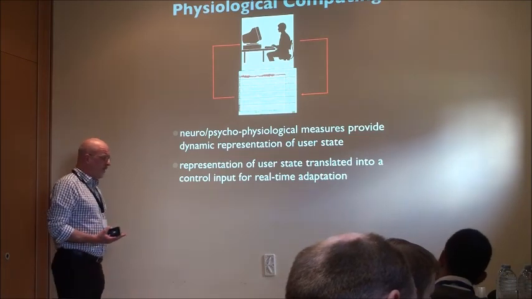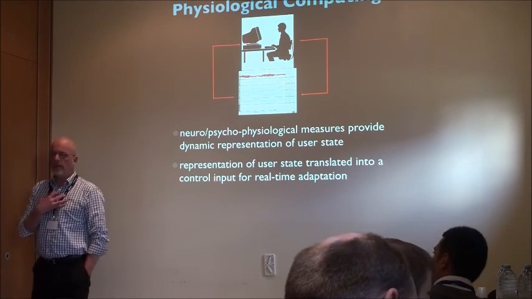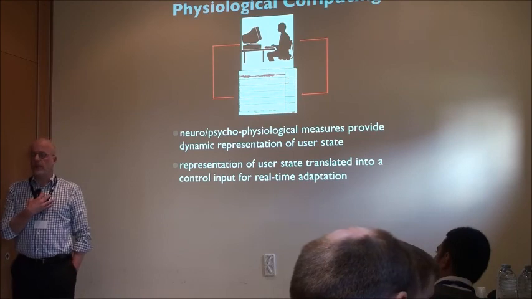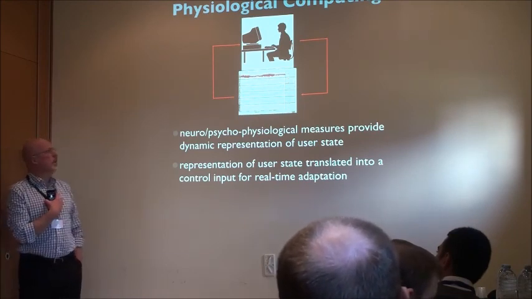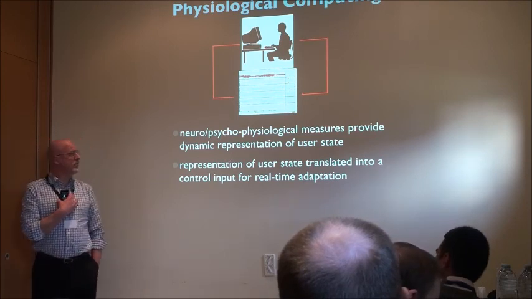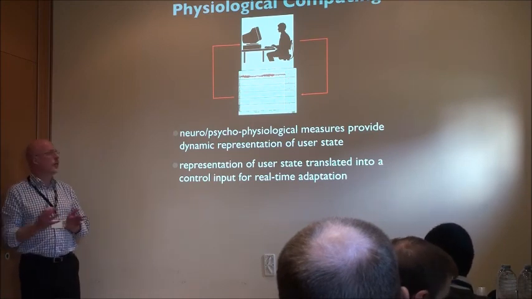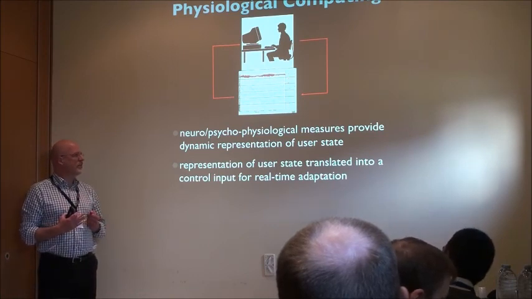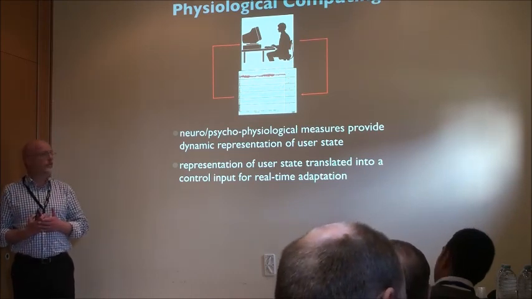So, to begin with, when we talk about physiological computing systems, the way that I have defined these systems is that they are systems where we take measures from the brain and the body and we translate them into control input at the user interface. So what we're talking about really are closed-loop control systems where we take neurophysiological measures from the brain or psychophysiological measures from the body, and they are used in order to represent the user dynamically. So these measures are being recorded all the time for the person.